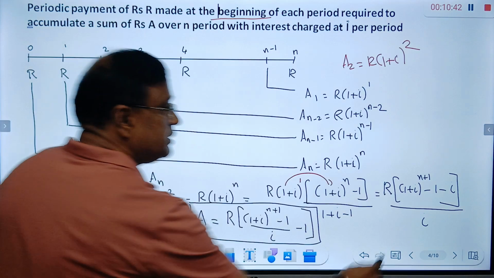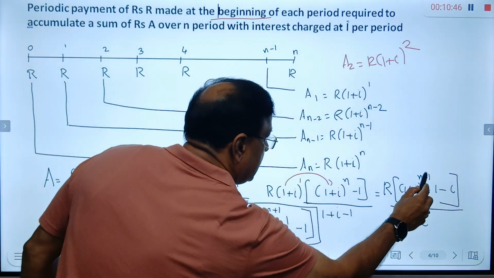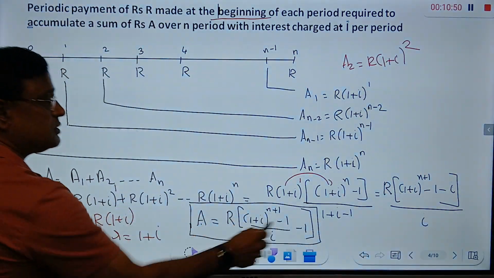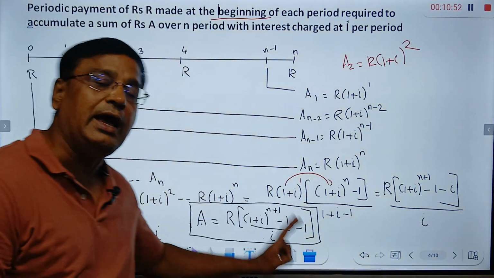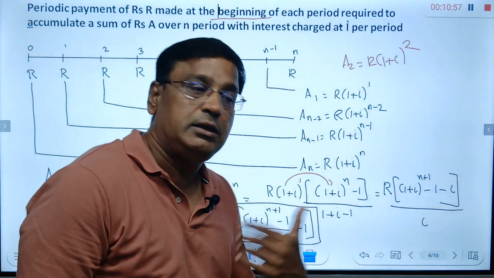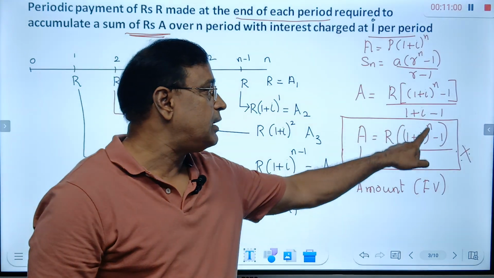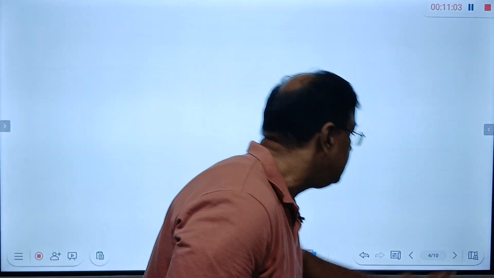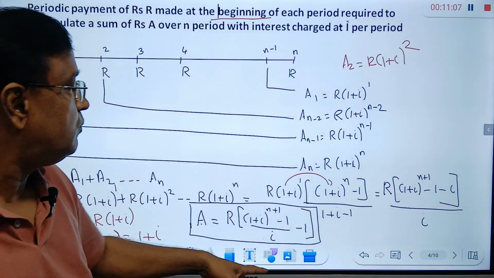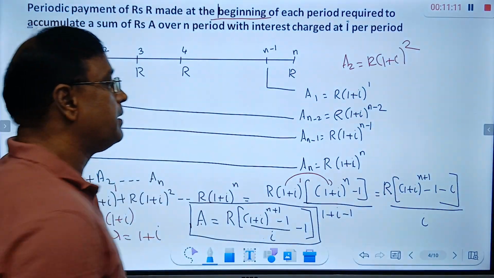Now what do? You can just split this. When you split this, you get R into 1 plus I power n plus 1 minus 1 by I, and I by I is 1. So this is the formula. This is a formula for finding the amount when you make the periodic payment, not at the end but at the beginning. If it is at the end, this is the formula: R into 1 plus I power n minus 1 by I. If it is at the beginning, then it is R into 1 plus I power n plus 1 minus 1 by I minus 1. Okay, so know the difference.